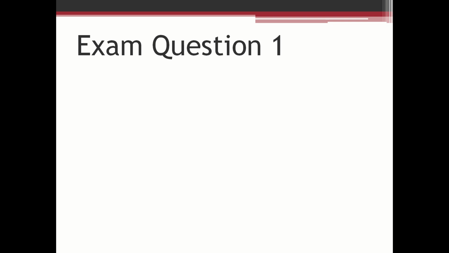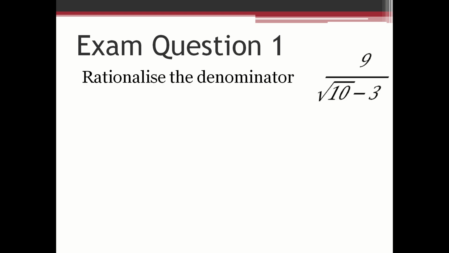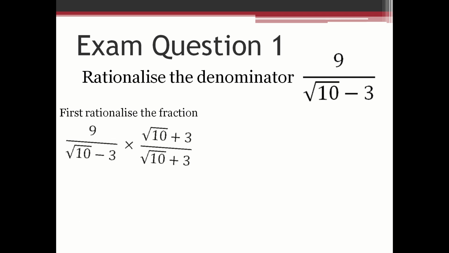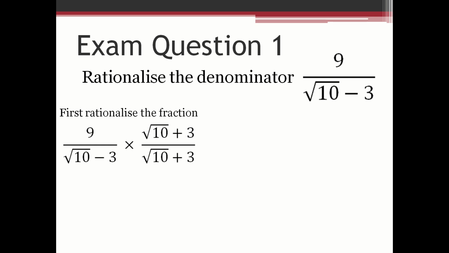Now we are going to look at the first exam question. Rationalize the denominator 9 over square root 10 minus 3. First, you rationalize the fraction. With this type of question, if you get a square root with a sign, then a number, you have to change the sign. So in this question, the sign is a negative sign, so you have to change it to positive, and if the sign was positive originally, you have to change it to negative.